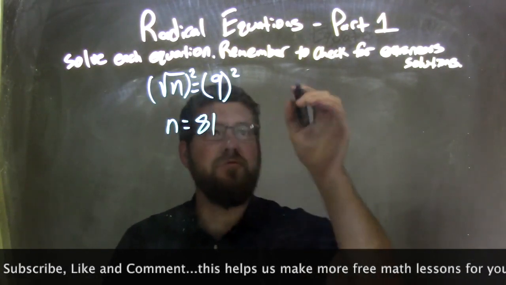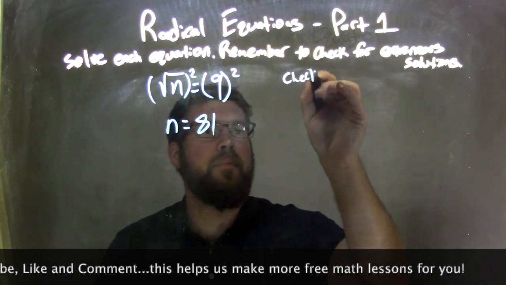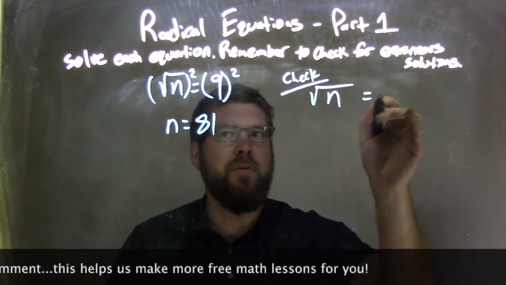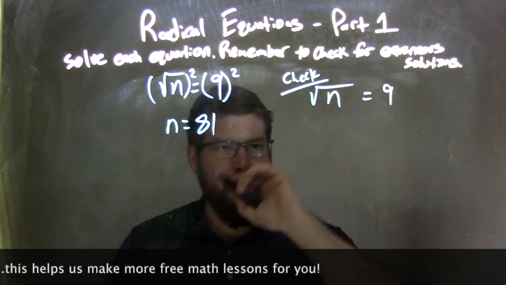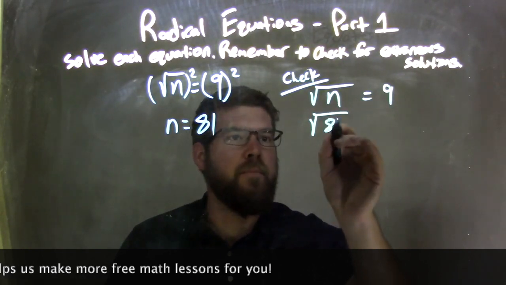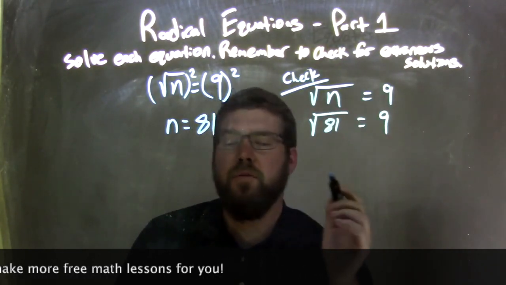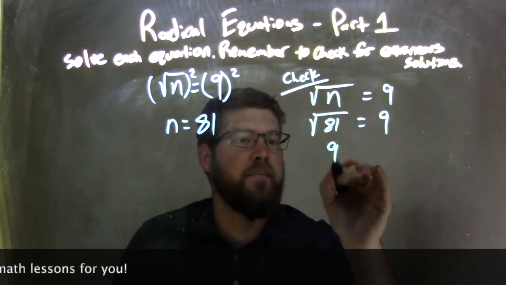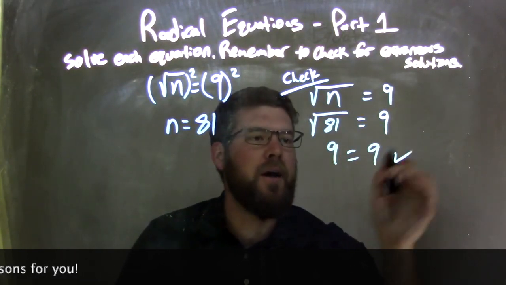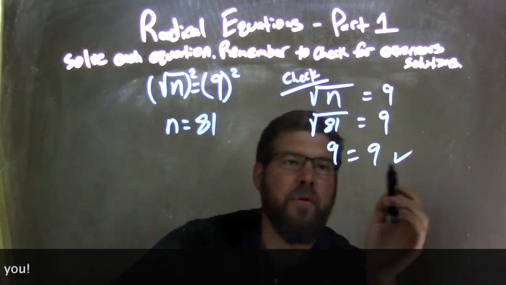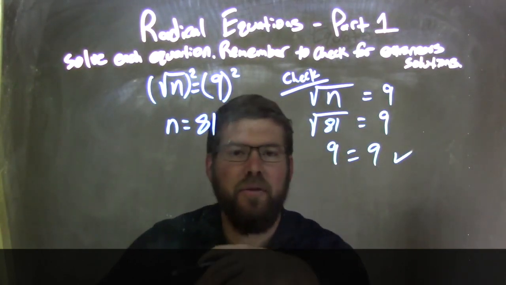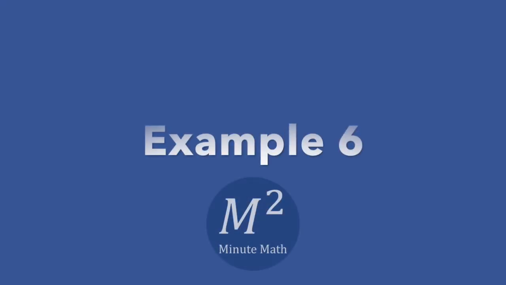So now I need to check. To check here, I'm going to take my original equation, square root of n equals 9, plug 81 in for n, substitute that in, and then simplify. So square root of 81 is just 9. And 9 does equal 9. That's true. The right and left side both equal, so we're good. So n equals 81 is my final answer. It's a correct answer. There are no extraneous solutions.